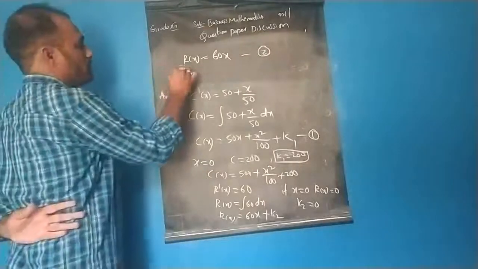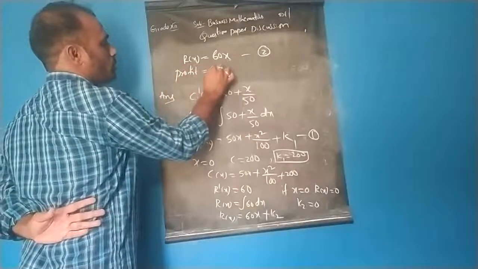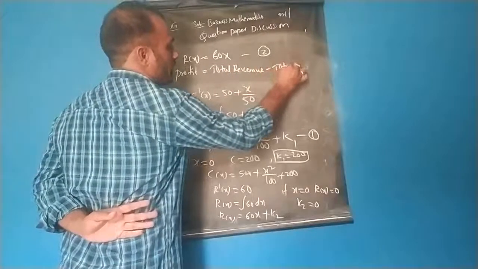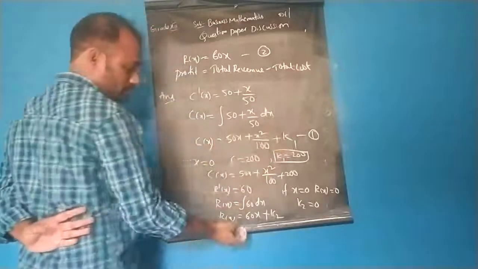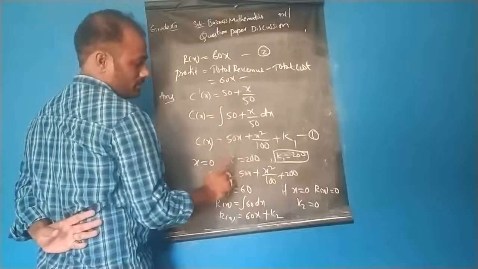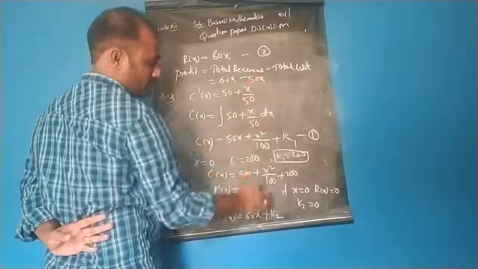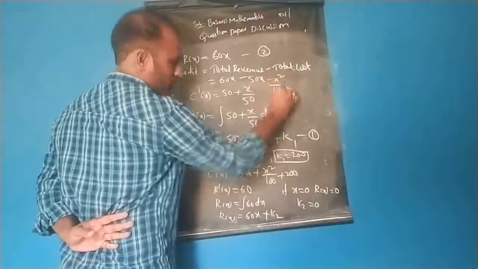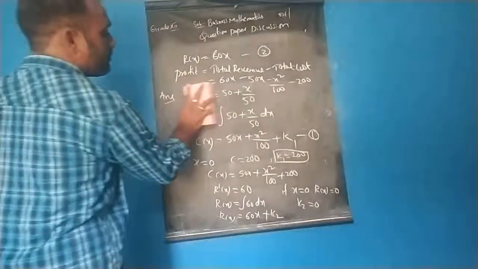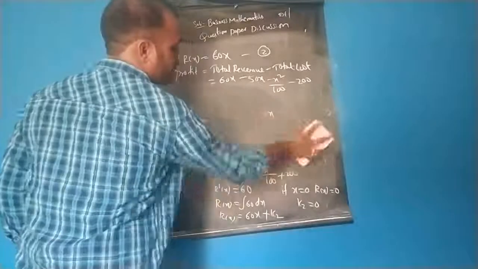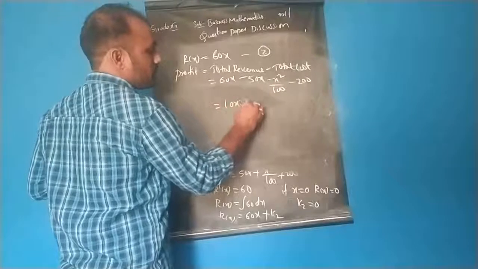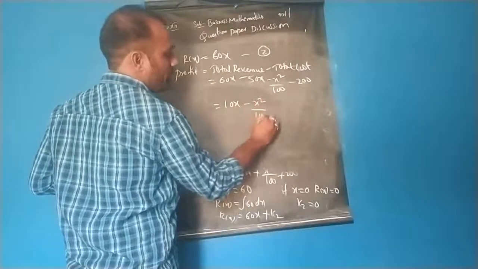Now we have to get the profit. So profit is total revenue minus total cost. So how much we have spent the revenue? 60x minus 50x minus x square by 100 minus 200. So 60x minus 50x will be 10x minus x square by 100 minus 200.